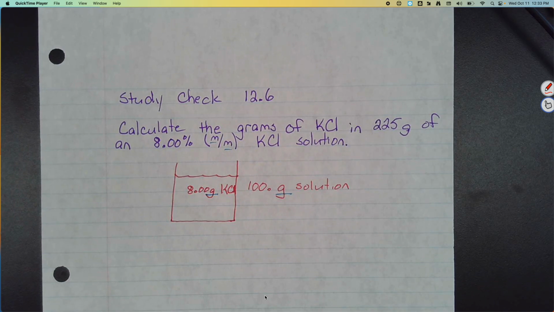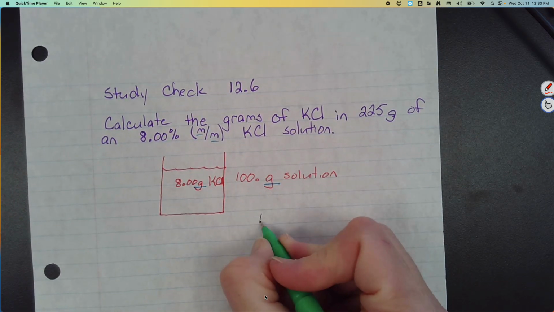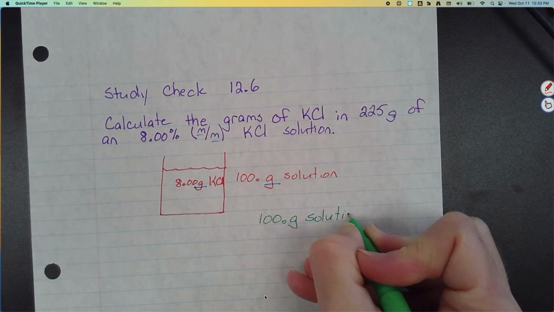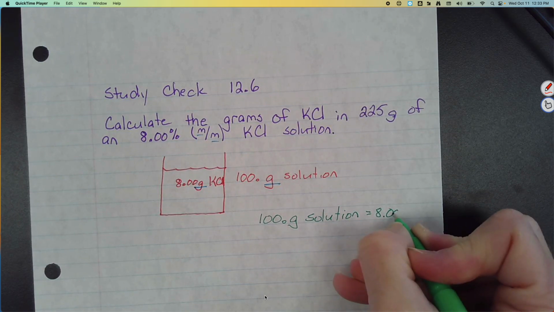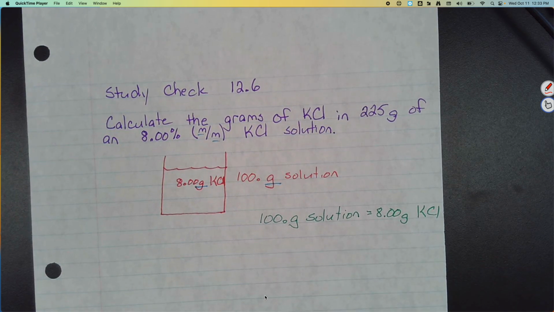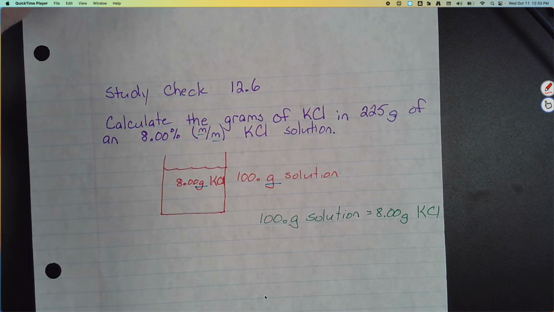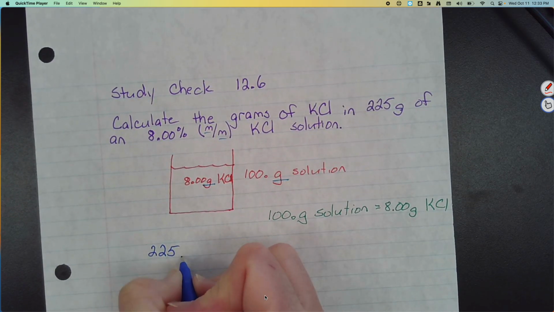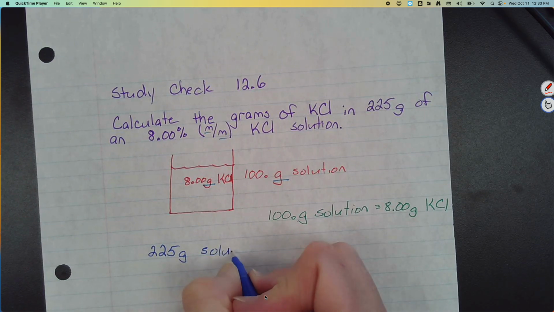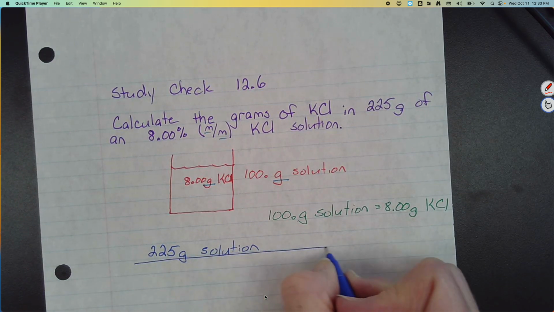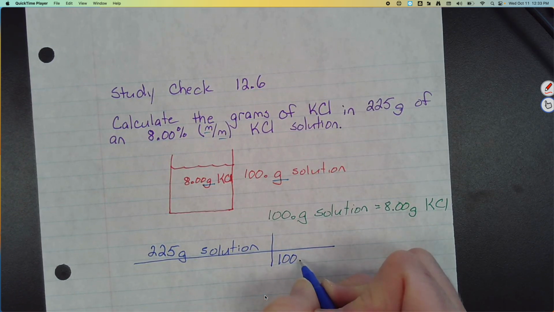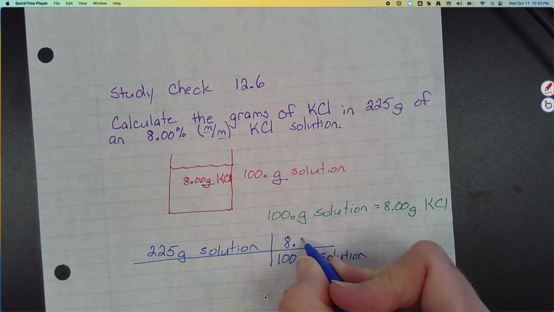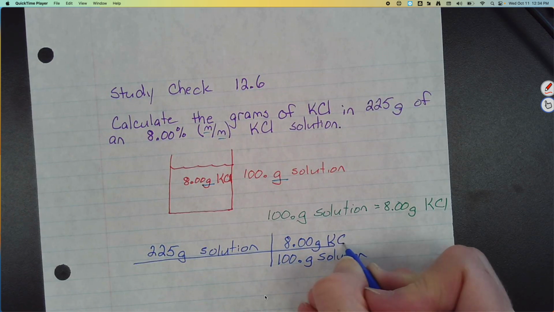So the way I see it, this just makes a conversion factor. Every 100 grams of solution contains 8.00 grams of KCl. And I can be done in a one-step dimensional analysis process. I've got 225 grams of solution. Every 100 grams of solution contains 8.00 grams of KCl.